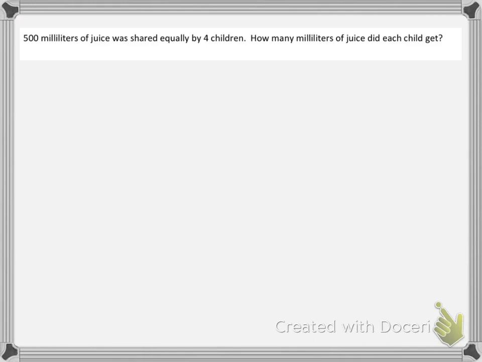All right, our next one is 500 milliliters of juice was shared equally by 4 children. How many milliliters of juice did each child get? Well, let's look for those clue words. Over here, we are given a total. And I see the word equally. And we know that we're going to be dividing by 4. And we want to know how many milliliters of juice did each child get.